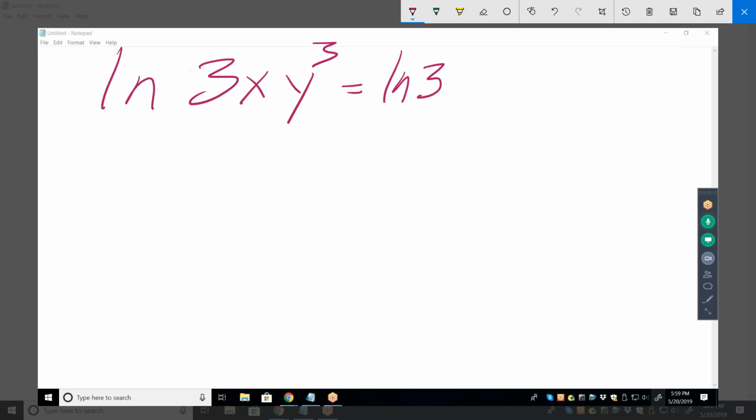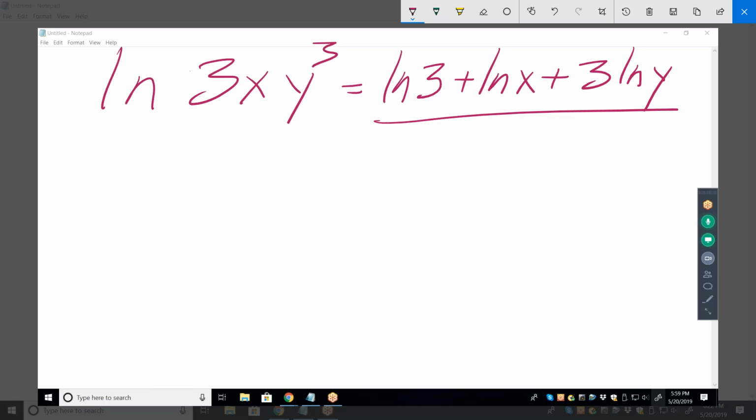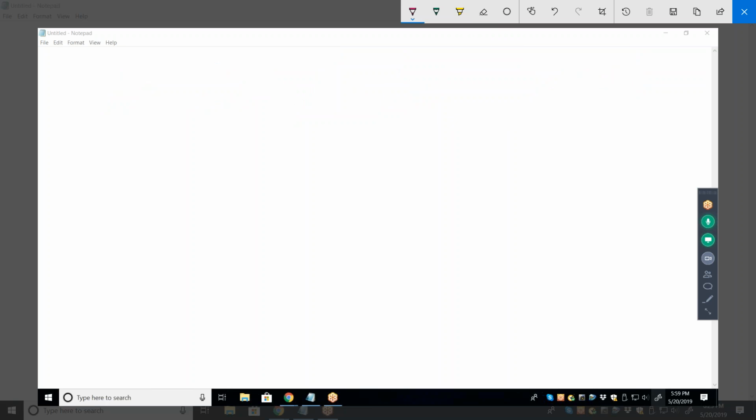Natural log of 3x y cubed. So that's multiplication. Natural log of 3 plus natural log of x plus natural log of y cubed, which is 3 natural log of y.